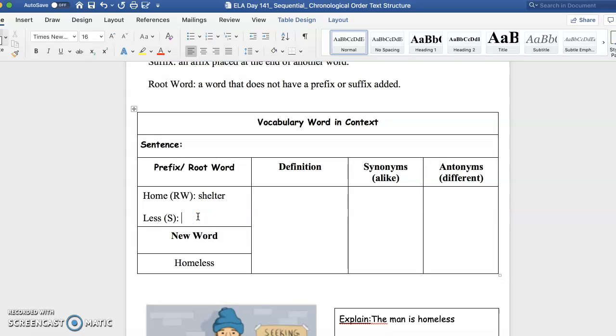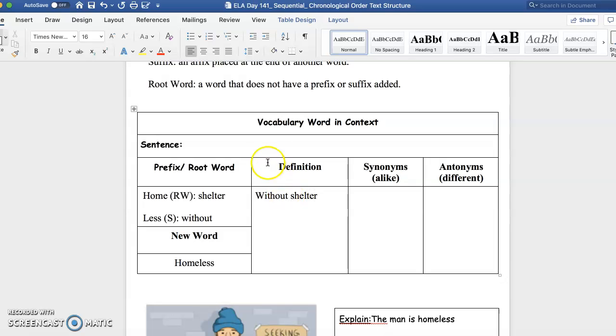And then less, guys, just like prefixes, suffixes have their own meaning. And less means without. When you put those two words together, home and less, it becomes the word homeless. And so it creates a different definition. And so homeless just simply means without shelter.